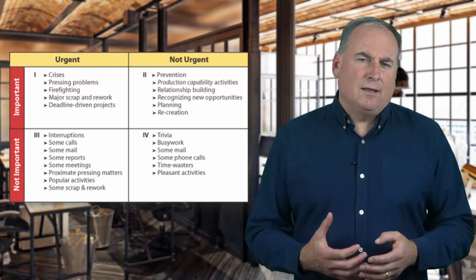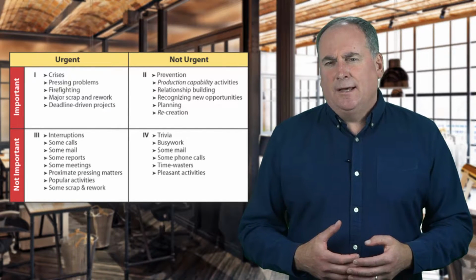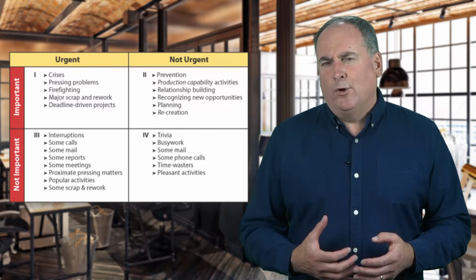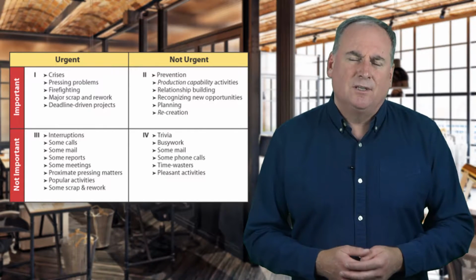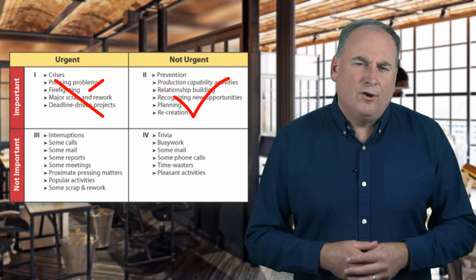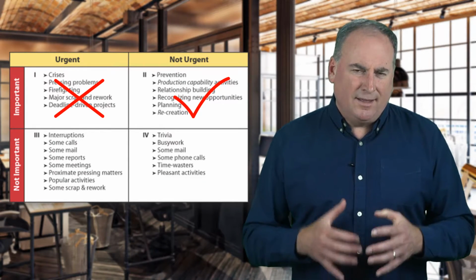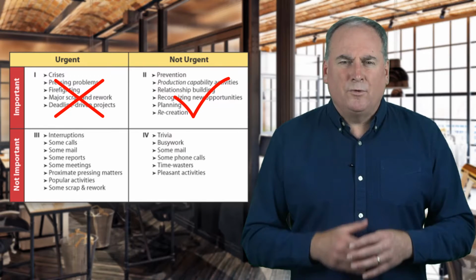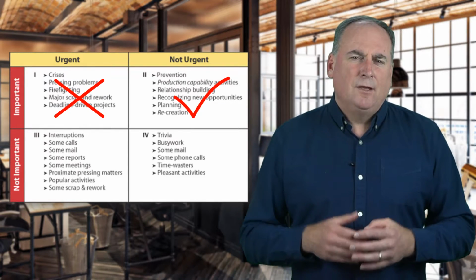Covey talks about sharpening the saw, but here's the interesting thing about the way it works, and this is the critical point you need to understand. The more time you spend in quadrant 2, the less time you'll spend in quadrant 1. I'll say that again. The more time you spend in quadrant 2, the less time you'll have to spend in quadrant 1. When you don't spend enough time on prevention and proactive things to grow the business, manage it and take care of your business, you will end up with more crises and firefighting.